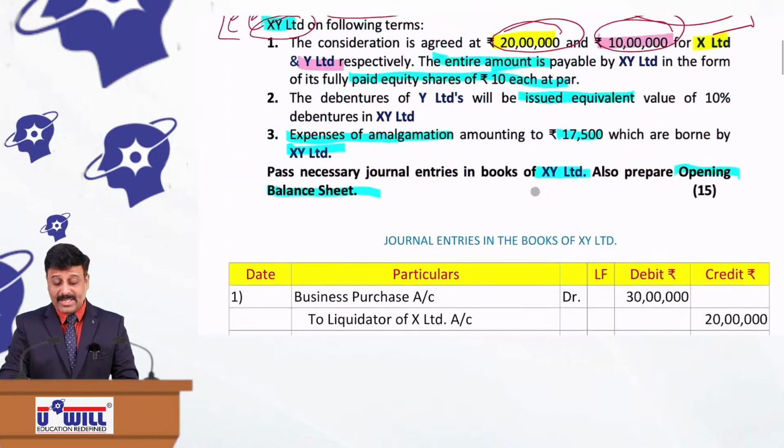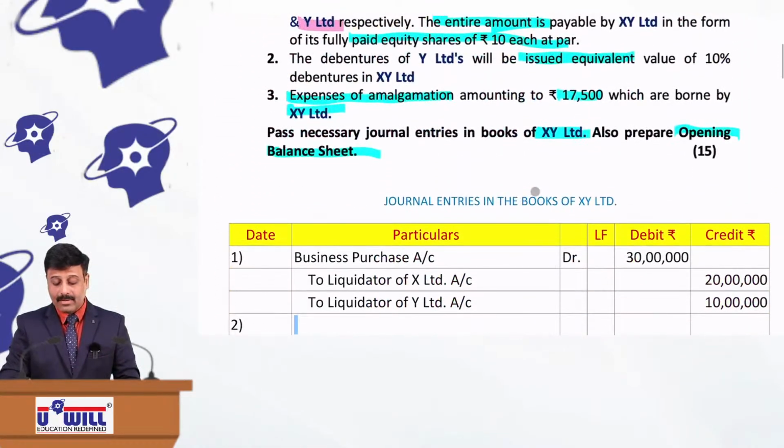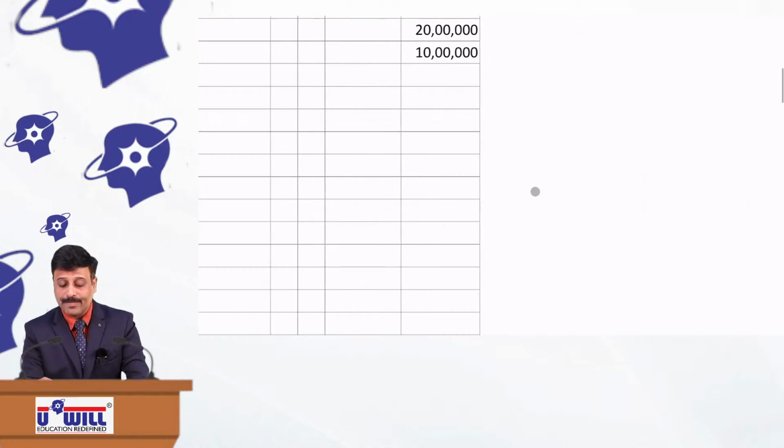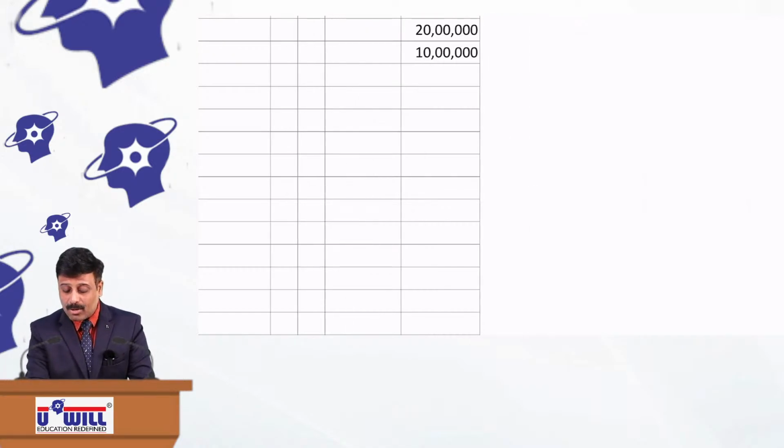Now here if you see, for the second entry, I am showing it over here. What is the amount of purchase consideration agreed? 20 lakhs plus 10 lakhs, 30 lakhs.